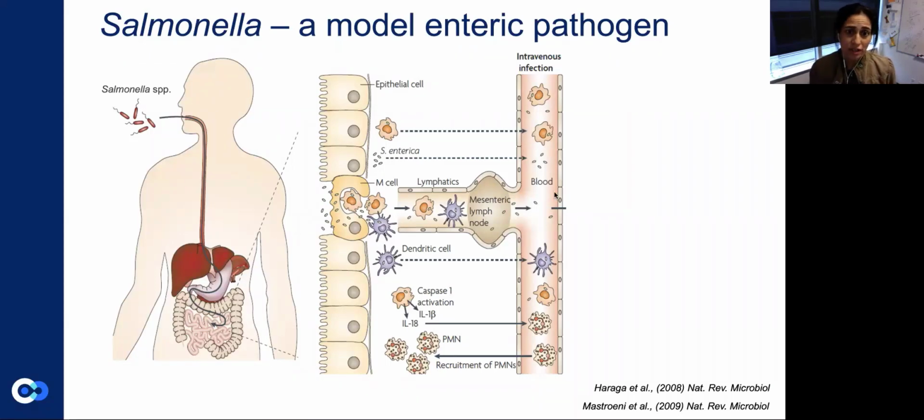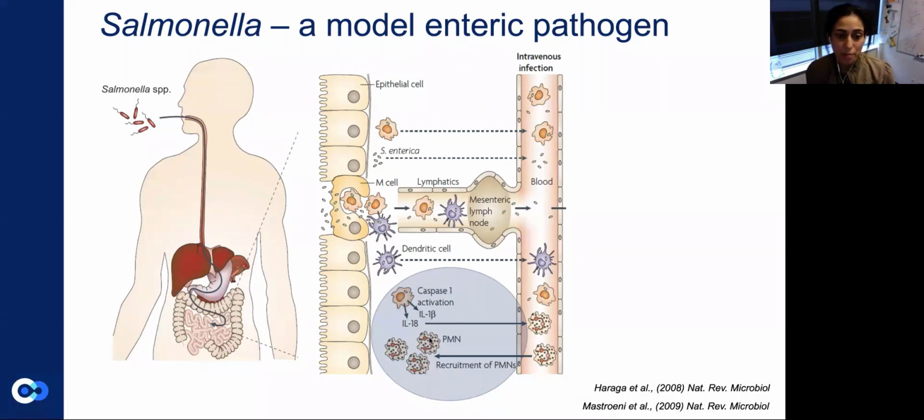And eventually, it goes systemic into the blood. But upon first infecting intestinal epithelial cells, Salmonella is taken up by myeloid cells, within which it activates Caspase-1. Now, as Judith said, my lab has been interested in inflammasomes, and so Caspase-1 activation is mediated primarily through inflammasome activation, resulting in production of IL-1 beta and IL-18.